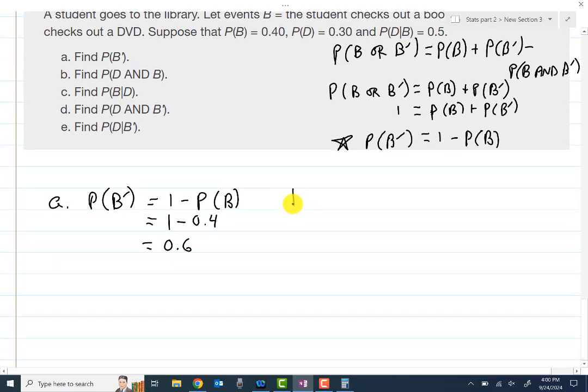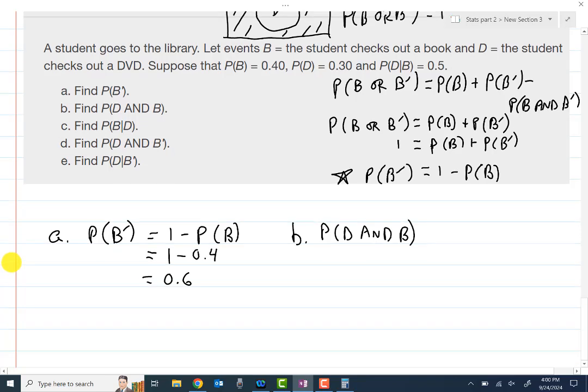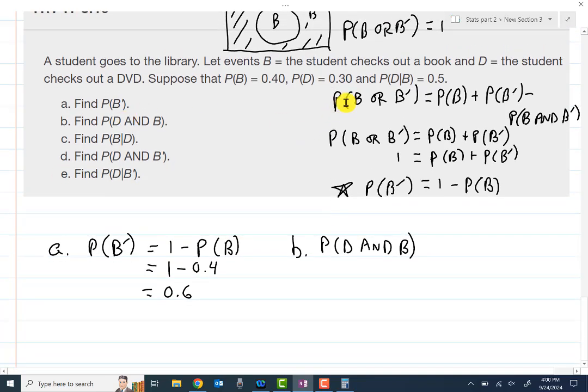I might be able to fit part B in here. Let's try it. The probability of D and B. Well, let's see what formulas will be useful for us. I have this one. I have P of D given B, so I'm going to use that version. So once you have that, you know this part is going to be P of B. So let me put that there, 0.5. And P of B is 0.4. So you end up with 0.2.